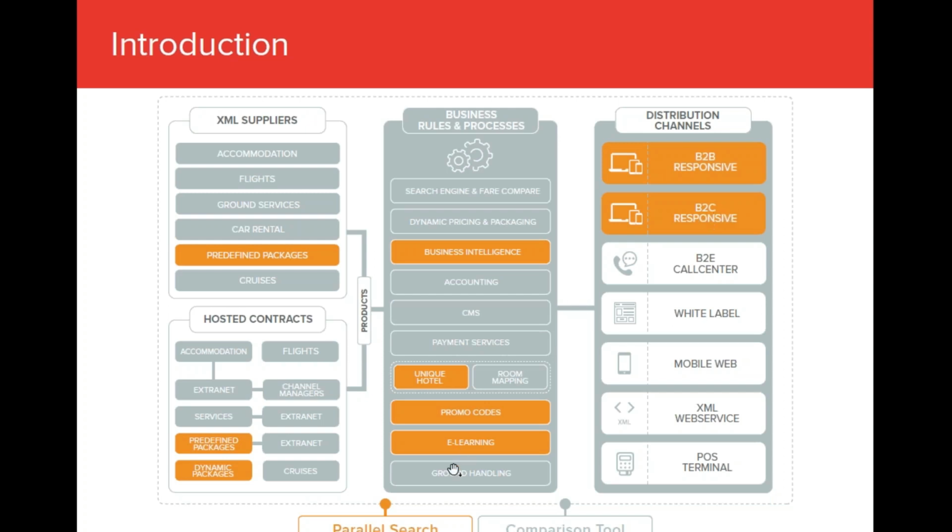The last webinar we made was about parallel search, and we placed it outside this diagram because it affected the searches for a hotel. And in more or less a similar way, this comparison tool module works for accommodation, and it needs unique hotel to be activated. And we'll see in a few seconds why.